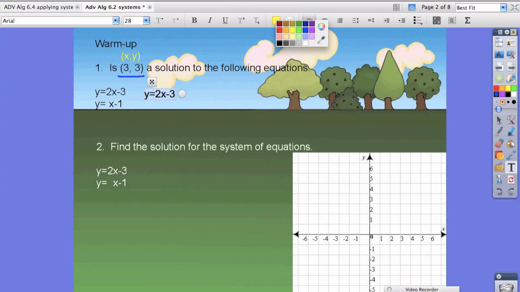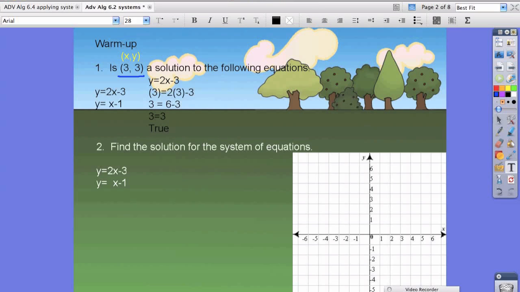Change our color really quick. We have y equals 2x minus 3. I'm going to substitute the value 3 in for y, 3 in for x, and subtract 3. This is 3 equals 6 minus 3. 3 equals 3. So for this one, it is true.